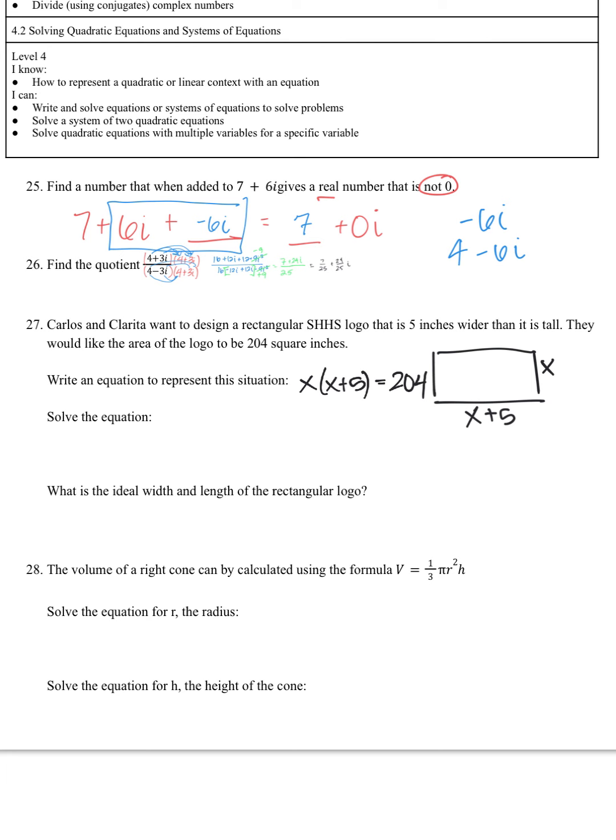So that would mean it's an equation, not an inequality. If they wanted it to be bigger or smaller, we could use our inequality signs, less than or greater than. So we've got x times x plus 5 equals 204. So if I'm going to solve this equation, I'm going to try to get it either in factored form equal to 0, or not in factored form. So I've got x squared plus 5x equals 204. I'm going to subtract 204 on both sides. x squared plus 5x minus 204 is equal to 0.